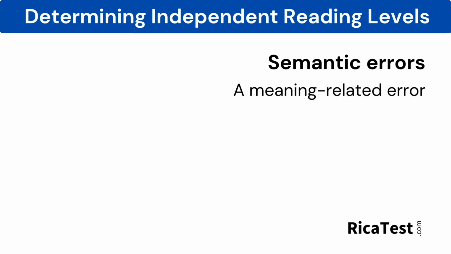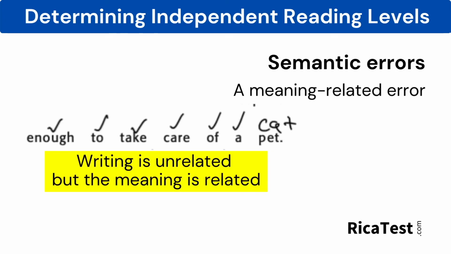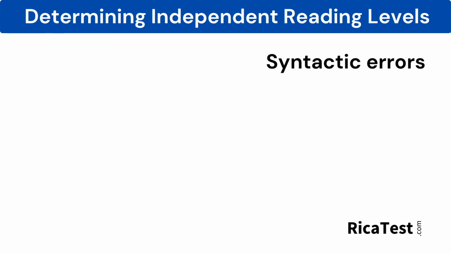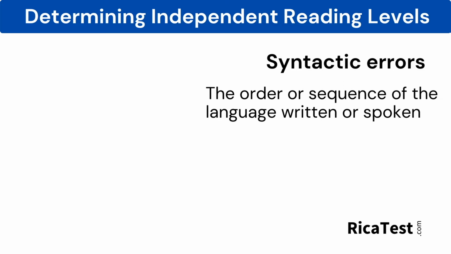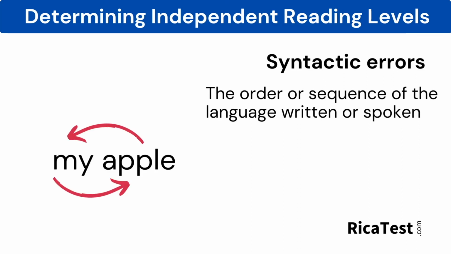This is a meaning related error, such as when a student reads cat for pet. Here, the writing is unrelated, but the meaning is related. In this case, it would mean that the student is using her correct comprehension of the story, but isn't using her phonics skills enough. The last term we'll cover here is called syntactic errors, which is the order or sequence of the language written or spoken. Reading errors in syntax might include, for example, apple my, instead of reading my apple.